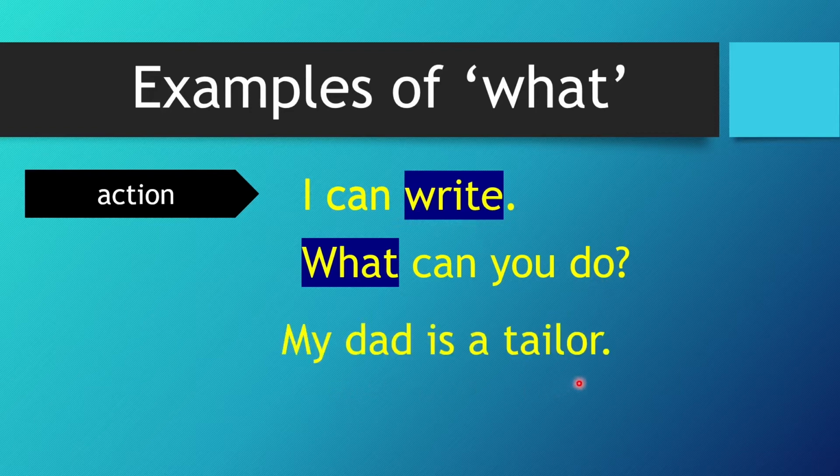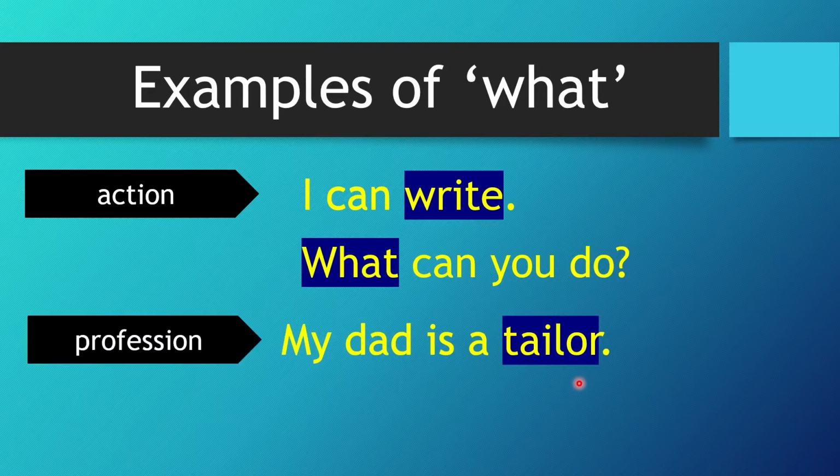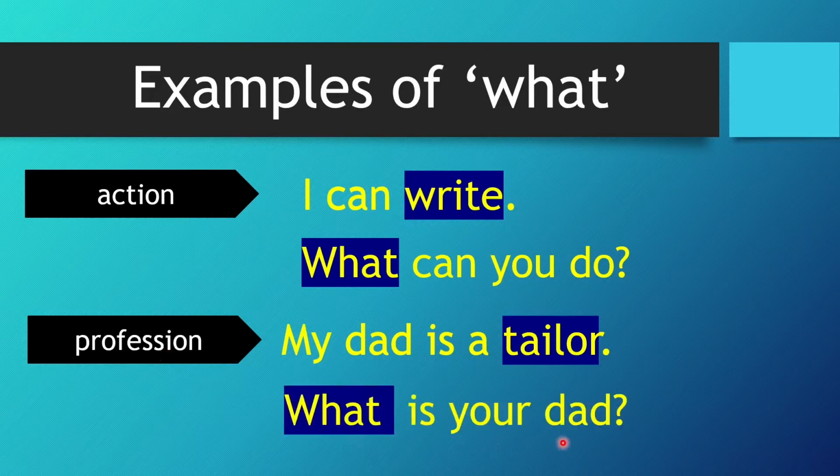My dad is a tailor. Tailor. Here, tailor is a profession. It is telling about the profession of your dad. So, what is your dad? When it is talking about profession, you will not write how is your dad. You will write what is your dad, because what is indicating the profession, tailor.